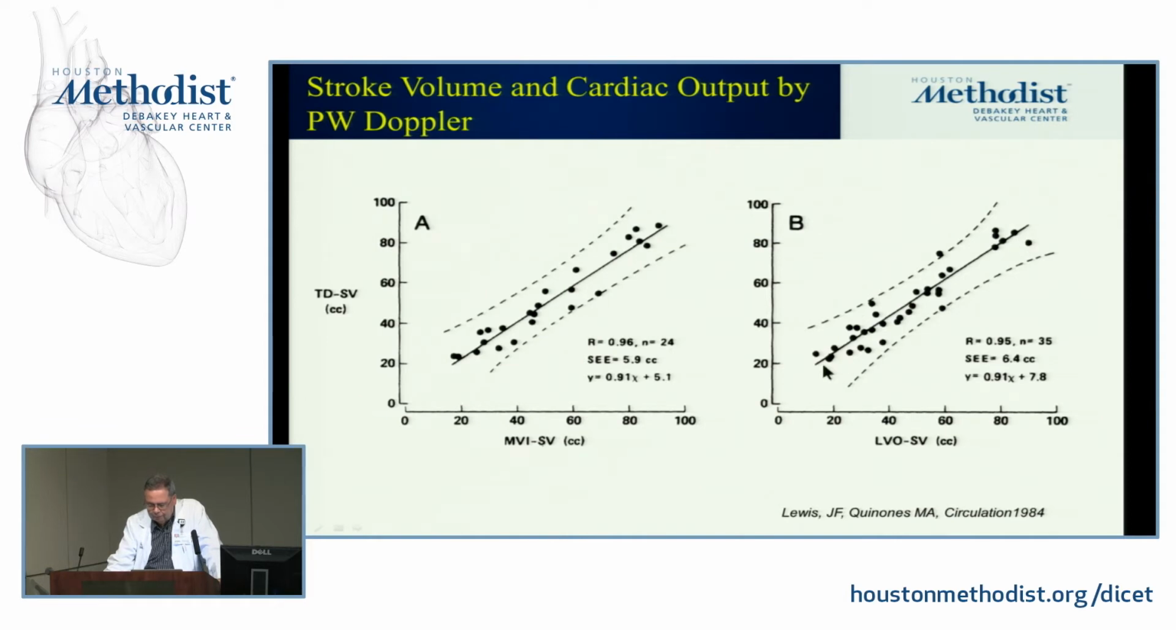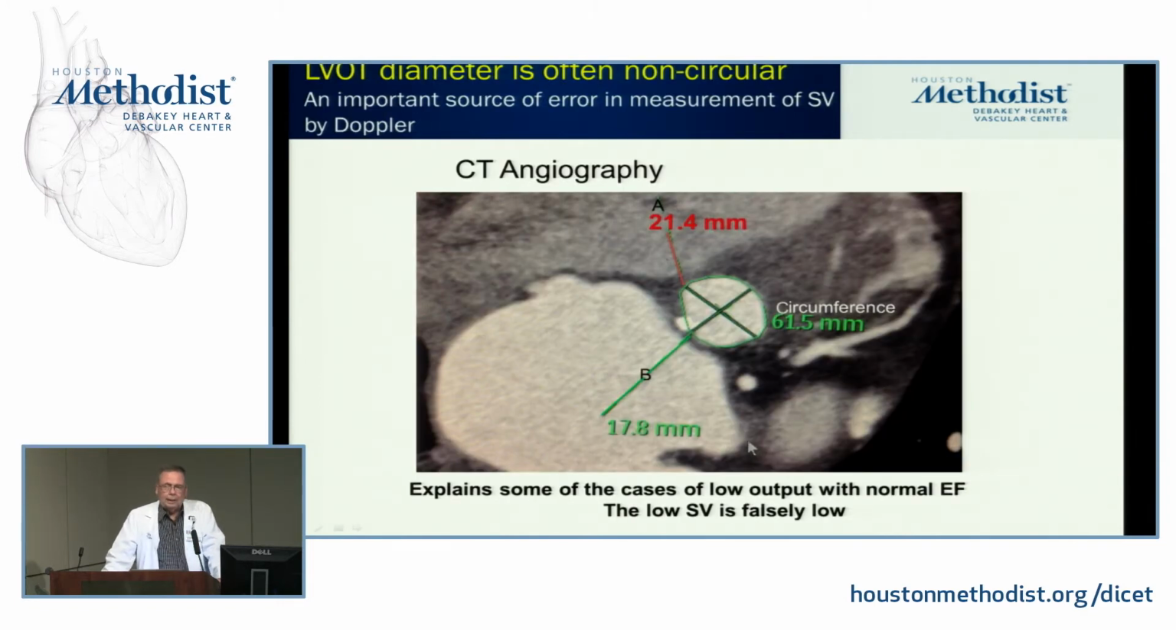Again, notice they're not perfect. There is some level of discrepancy between stroke volume by Doppler and thermodilution. This was using the mitral annulus method, and this using the LVOT. And of course, that opened the door to comparisons of one versus the other, and to calculating regurgitant volumes in AI and MR and so on.